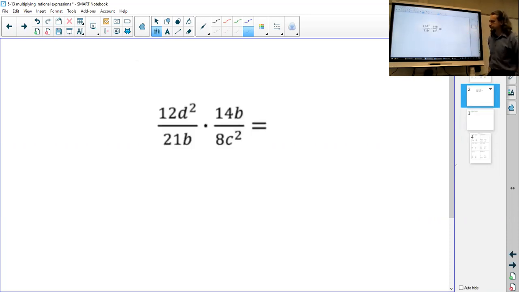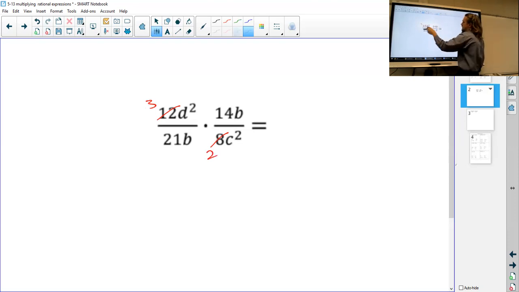So let's start with this one here. So we have 12d squared over 21b times 14b over 8c squared. Okay. So we just want to simplify this as much as we can. So remember, with fractions, you can either simplify like we can simplify 12 21st, or we can also simplify diagonally. So let's say 12 and 8, those both divide by 4. 12 divided by 4 is 3. 8 divided by 4 is 2.